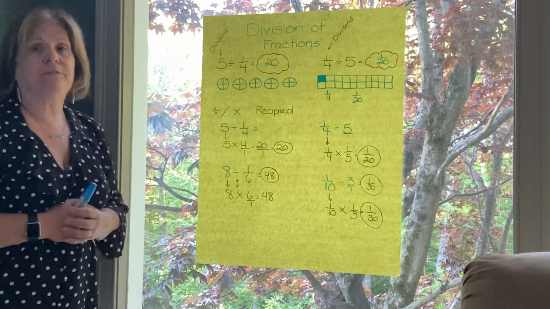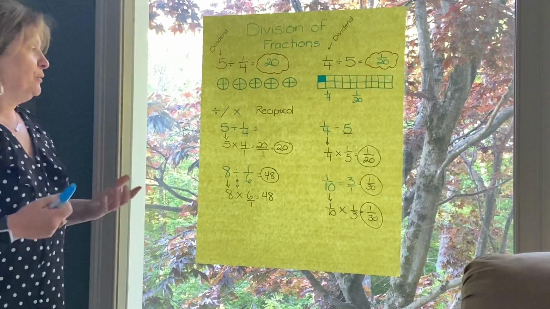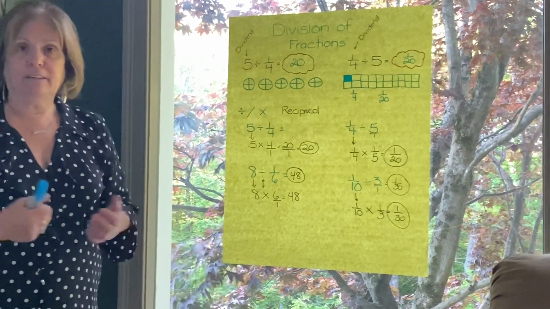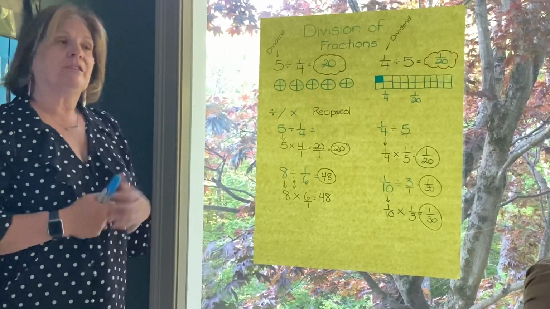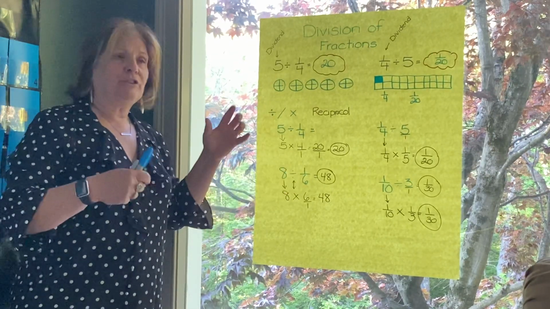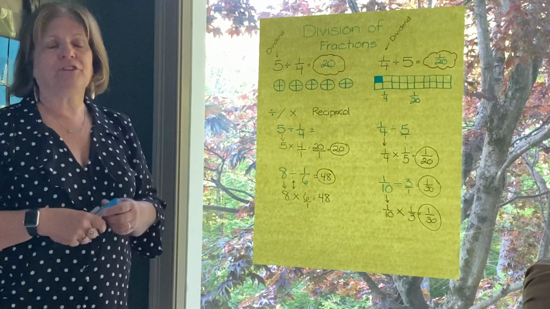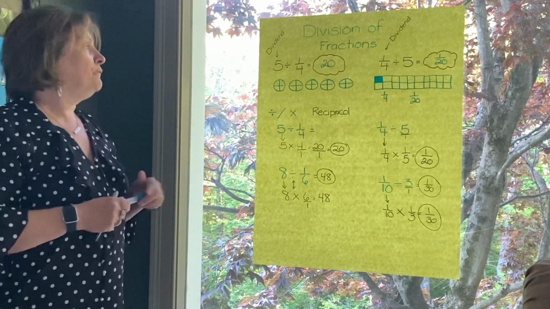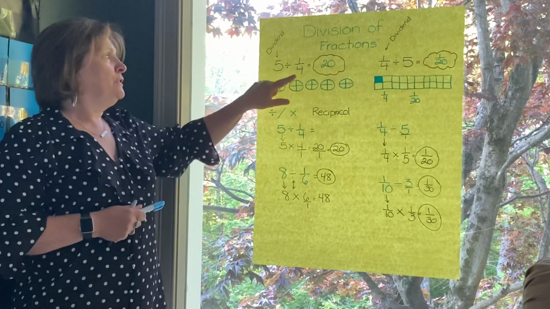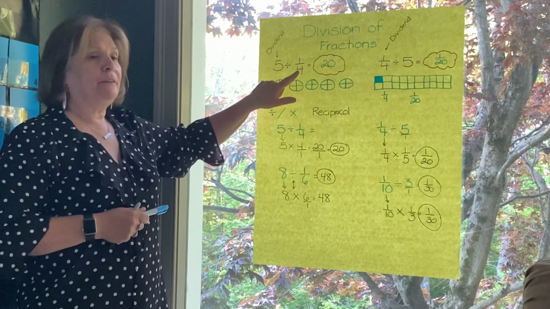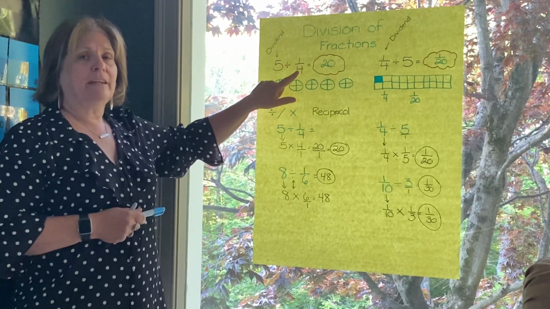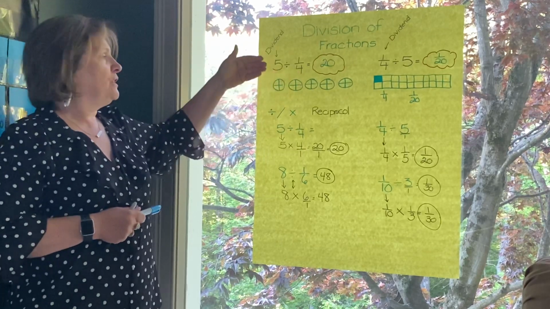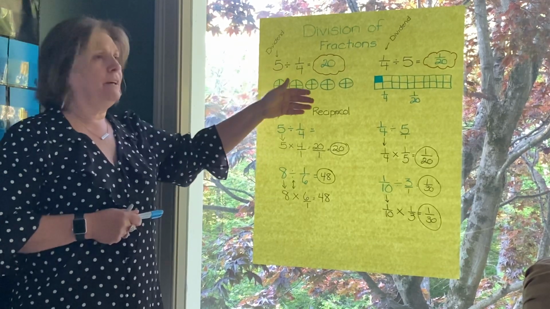So all we're really doing is flipping the operation and flipping the divisor or the second number in each of the division problems. We multiply normally, simplify if we have to. So between this short video and the reference sheet, I'm hoping that you will see how you can find the answers to division problems with fractions using the algorithm of changing it to multiplying by the reciprocal.